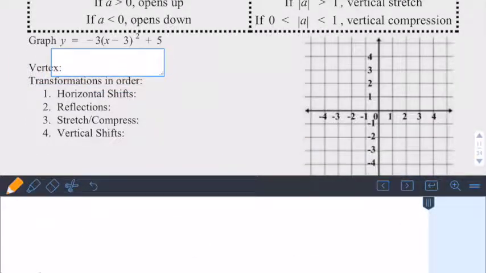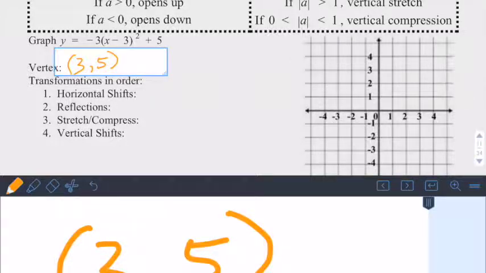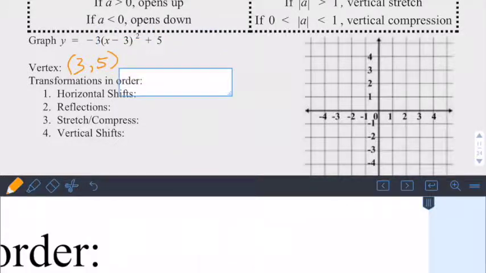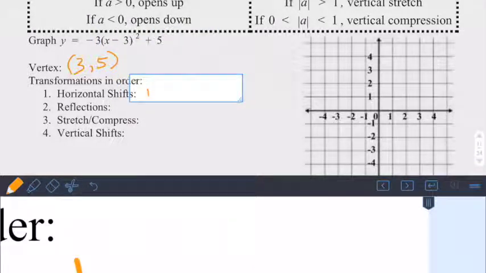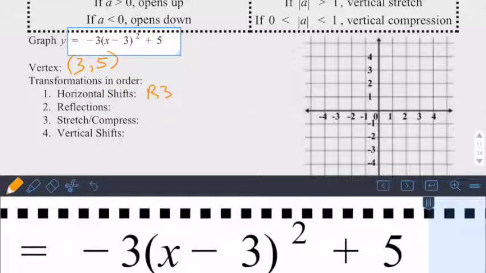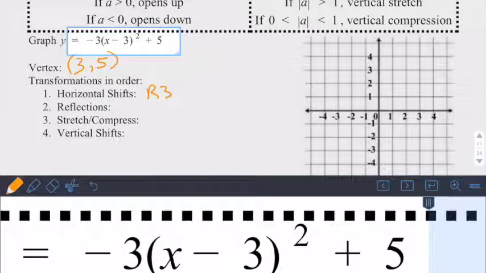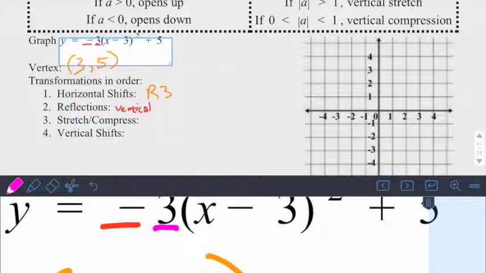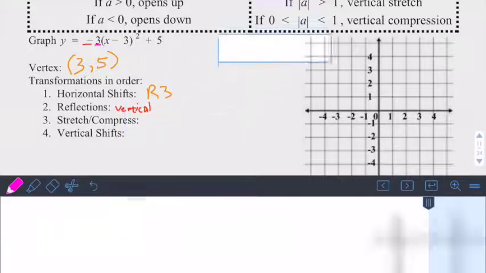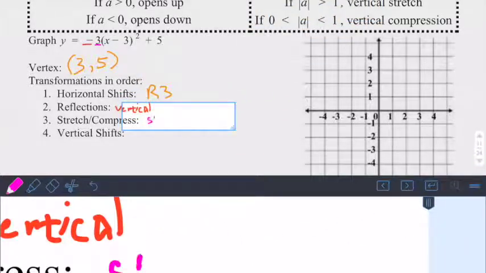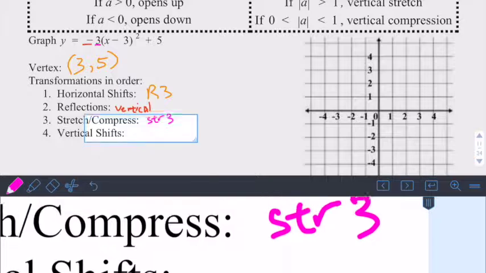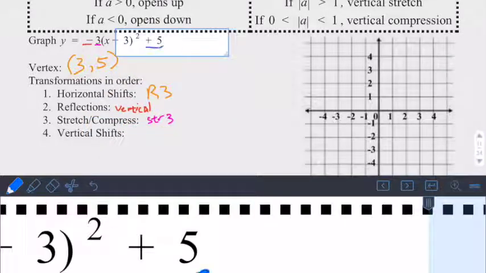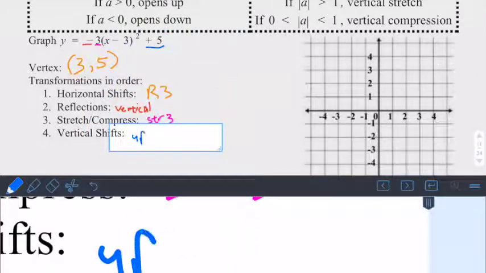So let's list all of the transformations and our vertex. So we'll start with our vertex is 3, 5. Okay, so we have a horizontal transformation that -3 moves it right 3. We do have a vertical reflect because of that negative. We have a stretch of 3 because that's greater than 1. And then a vertical shift, we go up 5. That +5 makes it go up 5.